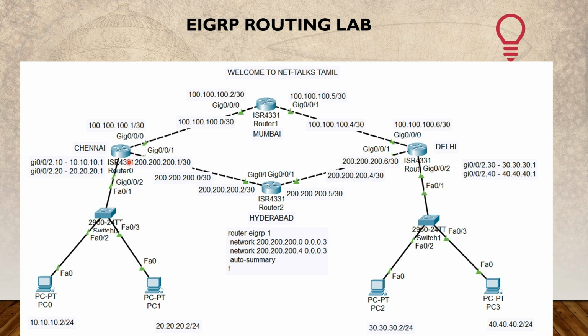EIGRP. This location has two VLANs and Delhi also has two VLANs. The VLAN 10 and VLAN 20. Here in Delhi, we have VLAN 30 and VLAN 40. VLAN 10 gateway will be 10.10.10.1. VLAN 20 gateway will be 20.20.20.1. We will enable router on a stick here. In a similar fashion, we will enable router on a stick here. For VLAN 30, the gateway will be 30.30.30.1, and VLAN 40 gateway will be 40.40.40.1.